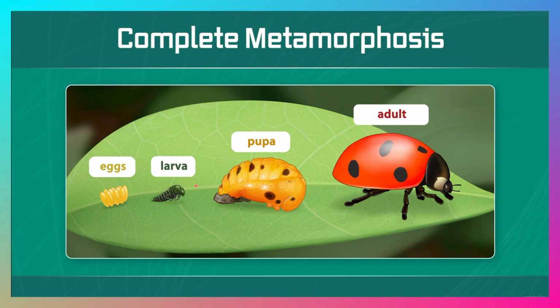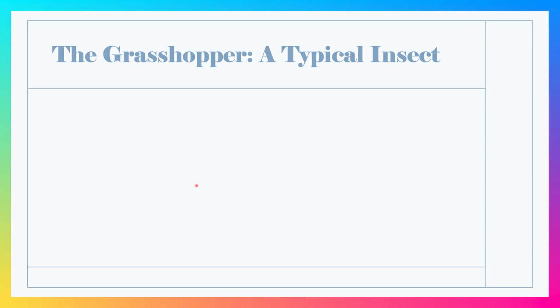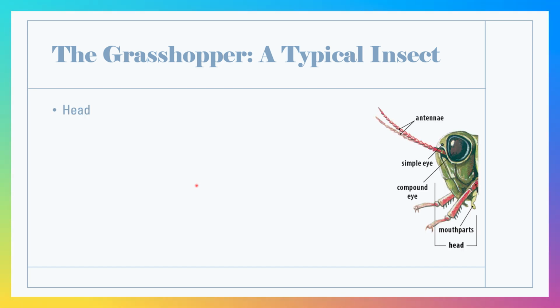The grasshopper is a typical insect, and we will use this insect to focus on anatomy. So when we look at the head, we see the various parts of the head, and I'm going to go through those now in more detail. The antennae, there's a single pair of antennae. The antennae are responsible for the senses of smell, touch, and taste, and these are the antennae right here.